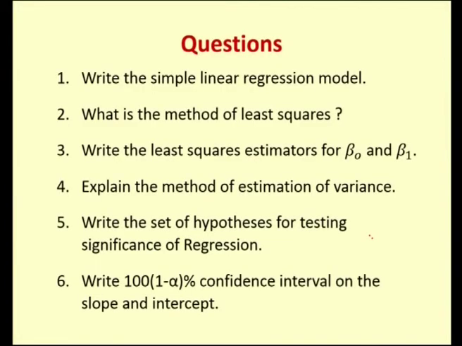The questions are: Write the simple linear regression model. What is the method of least squares? Write the least square estimators for beta 1 and beta naught. Explain the method of estimation of variance. Write the set of hypotheses for testing significance of regression, and write the 100 into 1 minus alpha percent confidence interval on the slope and intercept.